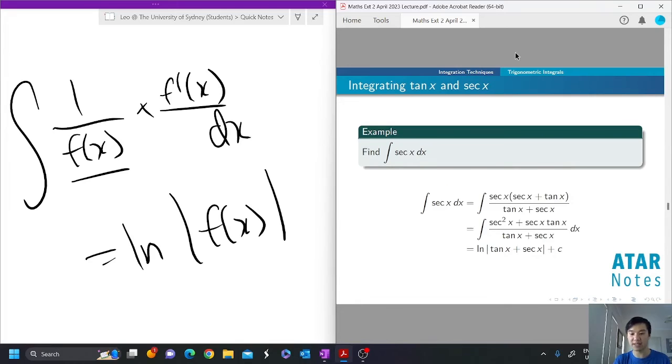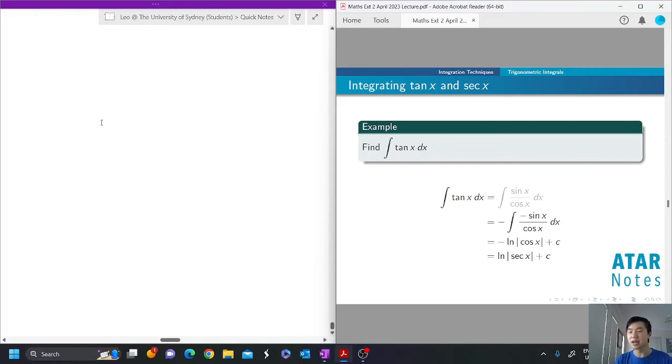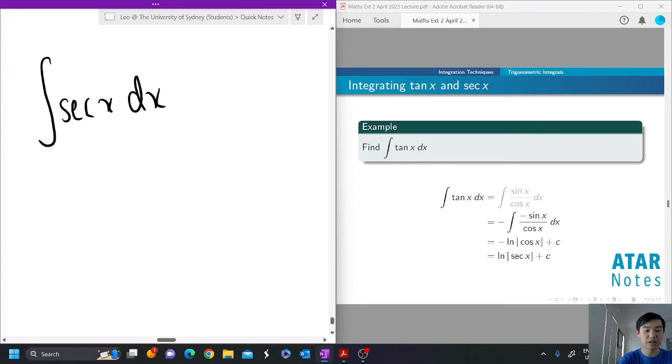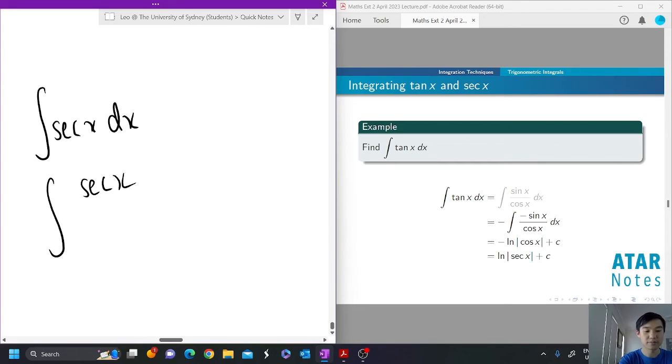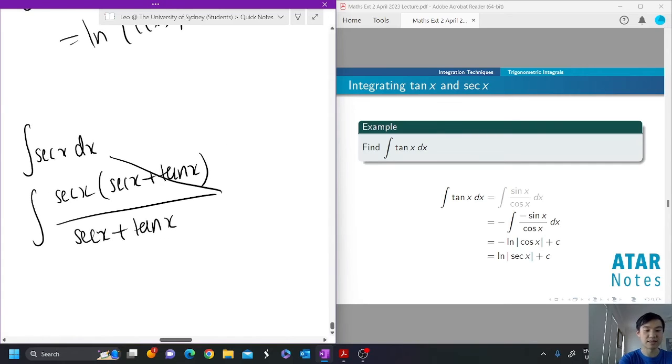So how do we integrate sec? Well, there's a trick to this. It's kind of hard to integrate it without knowing the trick. Basically, the trick is, if you're trying to integrate sec x, you want to multiply with sec x plus tan x and divide by sec x plus tan x. So you're not changing the question. These will cancel out. But this is the trick of what you have to do.